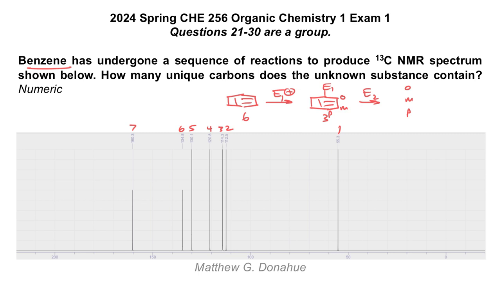So really, you can eliminate a para substitution at this point, because that's going to give you the lowest amount of unique carbons in the benzene region. You can see that in the aromatic region, there's 6 unique carbons. So that's going to leave you with ortho or meta substitution. If it was para, it would have to be 4.